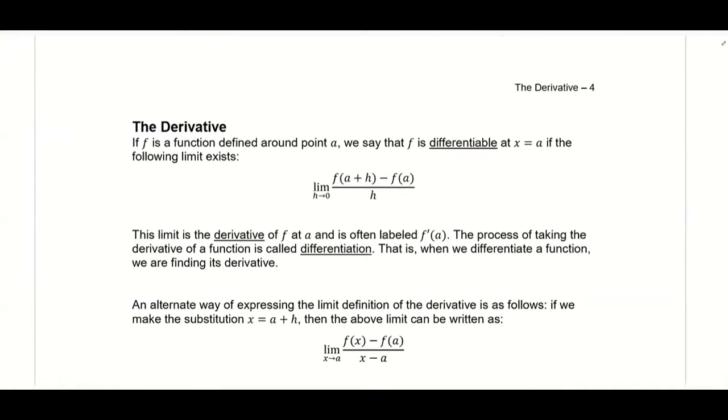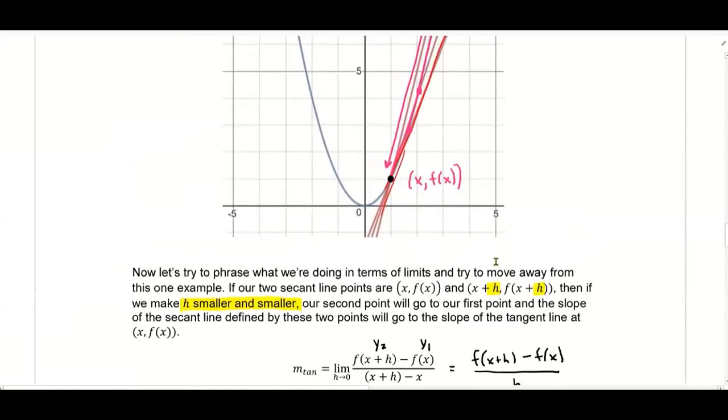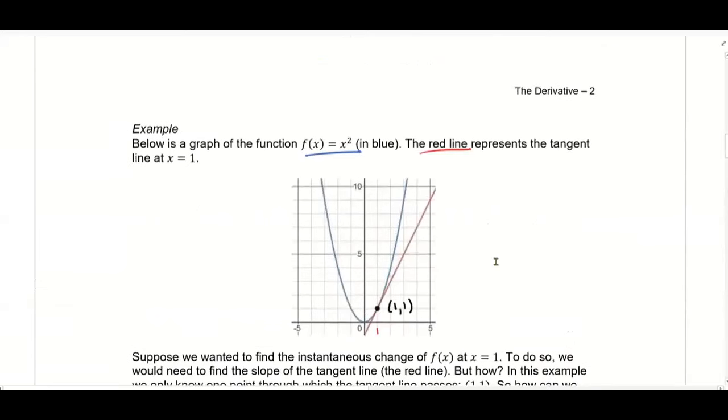And it's typically labeled f prime of a, or f prime of x if we don't have a specific value of x in mind. And the process of finding the derivative is called differentiation. So in other words, if we differentiate a function, we're finding its derivative. And more specifically, in terms of the visual representation of the derivative, we're finding the instantaneous rate of change of our function at a certain point.